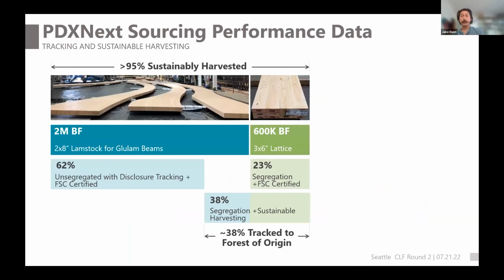Where we ended up was here, just for the glulams and for the lattice, in terms of how much we have no segregation or data tracking. We're relying on FSC credit origins to get to a county level landowner type forest factor, versus where do we have segregation, where do we have a little bit of both? This sort of forms the blueprint of what's available for us in terms of what carbon factors these potentially apply to.